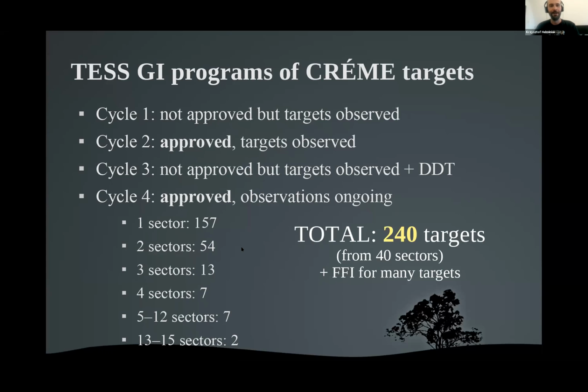So we started applying for the GI, guest investigator programs. We got all the cycles, and during all the cycles, we got some data. Last time I checked, after sector 40, we already had 240 targets observed with 2-minute cadence, most of them in 1 sector, but sometimes up to 13 or 15 sectors. 2 of those targets are in the continuous viewing zones. So TESS has been really the key source of our photometric data.